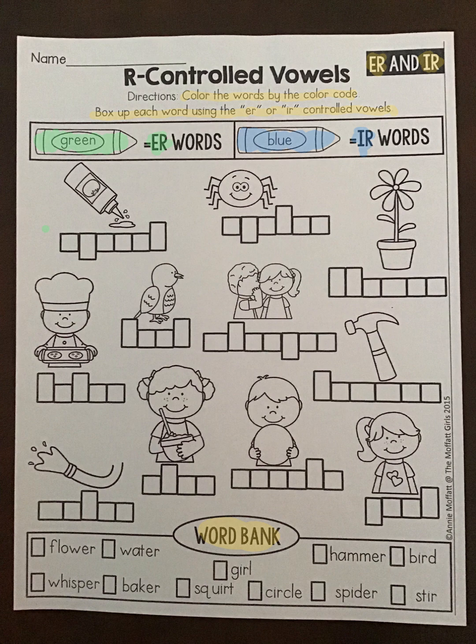Let's read our words together in our word bank. Flower, water, hammer, bird, whisper, baker, squirt, girl, circle, spider, and stir.